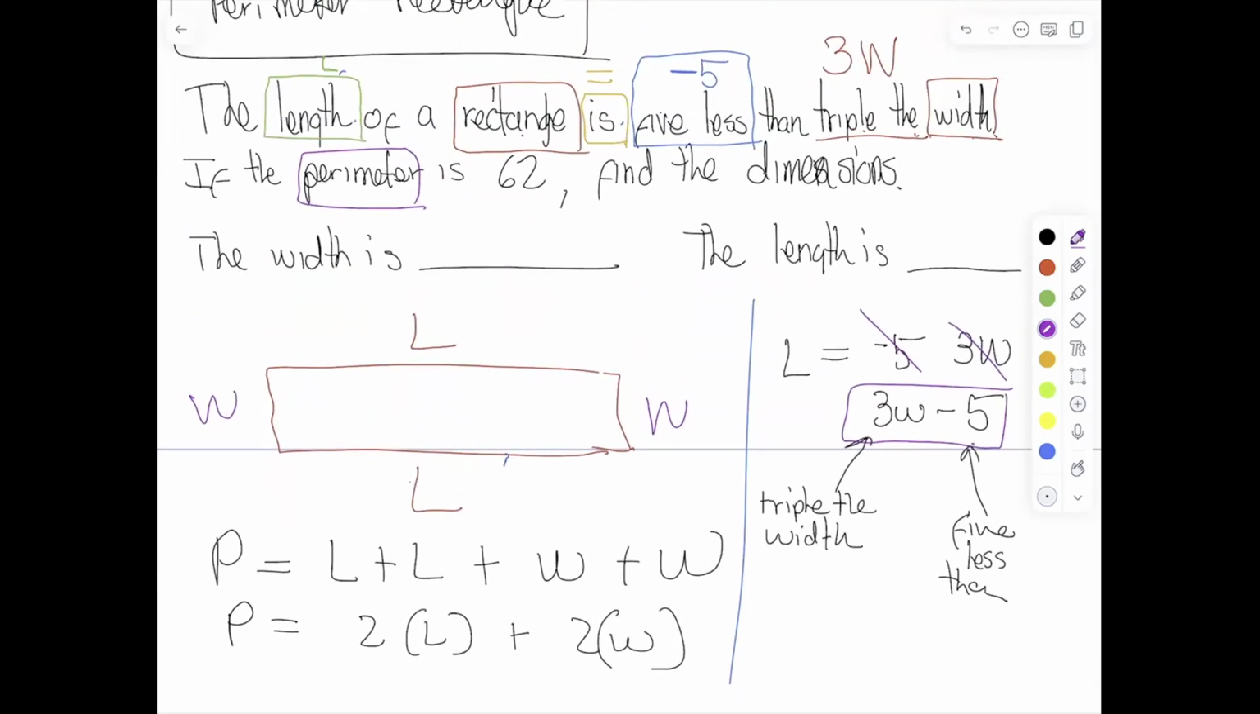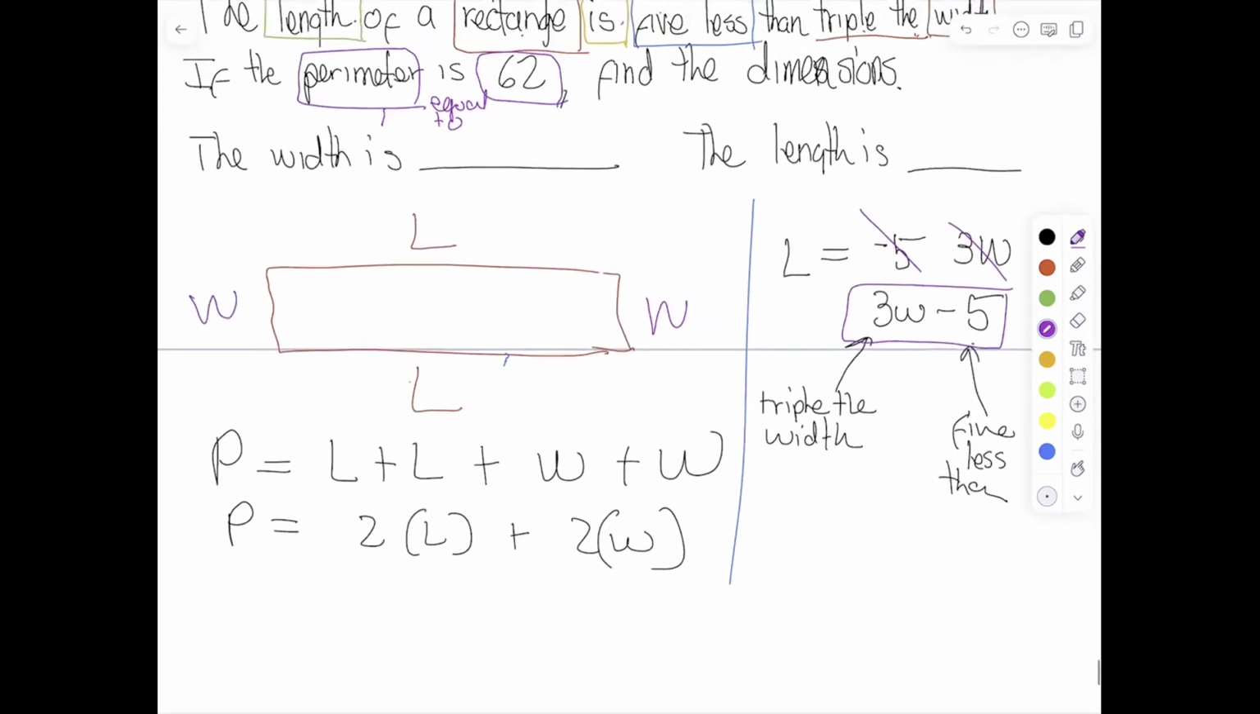So now, what is the perimeter equal to? 62. There you go. So if I have all of these pieces and I put a 62 here for the perimeter, and the length, right? This length here is negative 5. The length is equal to 3W minus 5.